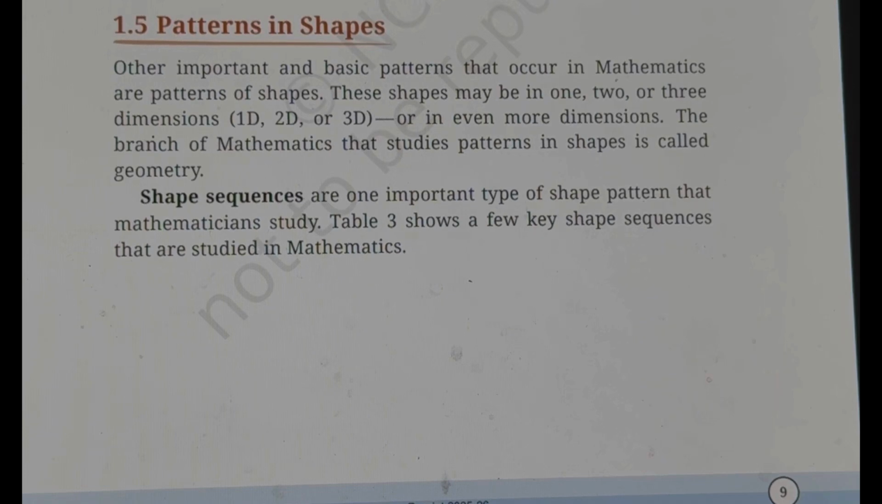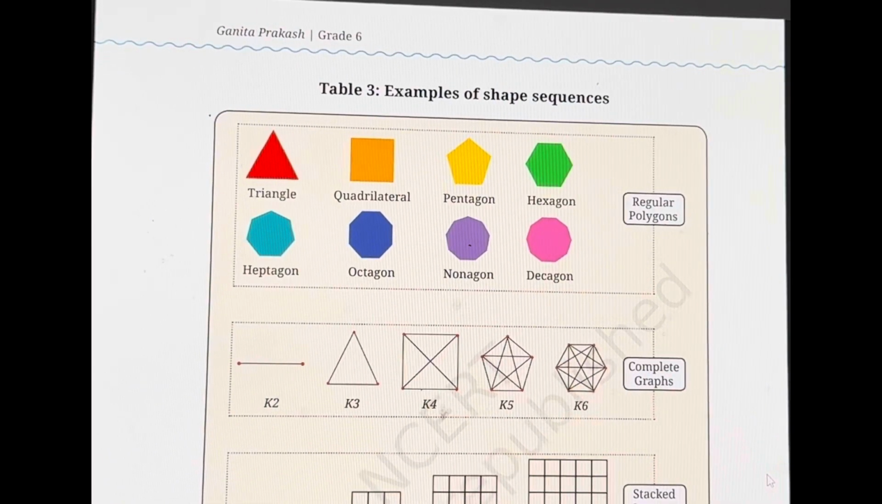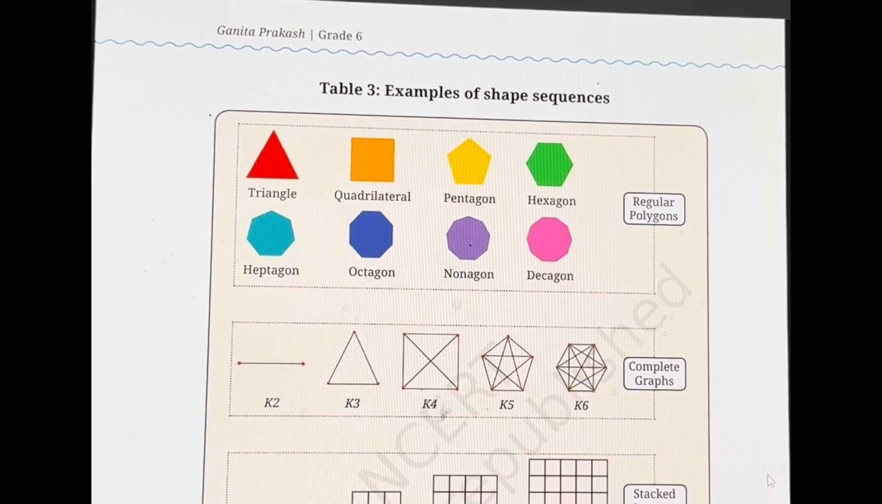Now, the shapes can be 1D, 2D, 3D. D here means dimensions, right? So 1D means it will have only length, 2D means length and breadth, and 3D means length, breadth as well as height, right? So the branch of mathematics that studies pattern in shape, that's geometry, right? So shape sequences are very important. We should understand. So in the next page, some examples of shape sequences are given. We will try to understand them.